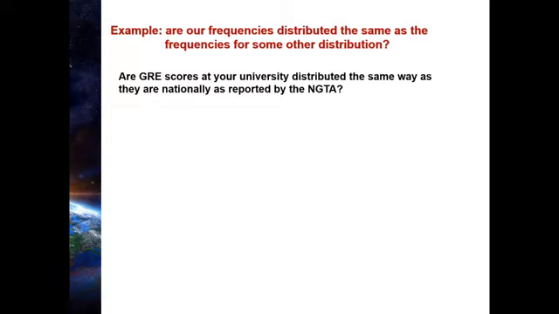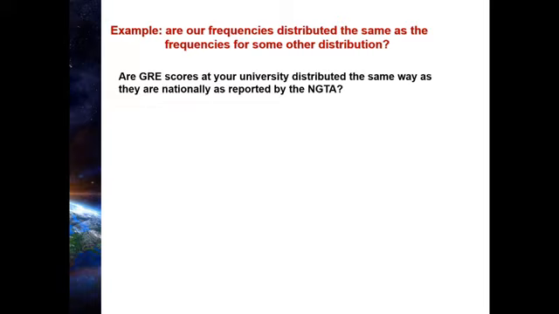All right. Let's pretend our question happens to be, are GRE scores at your university distributed the same way as they are nationally, as reported by the NGTA, National GRE Testing Agency? I don't actually know if that exists. I made it up because I like the acronym NGTA. I just thought it sounded kind of cool. Don't go looking for it. It may or may not exist, okay?